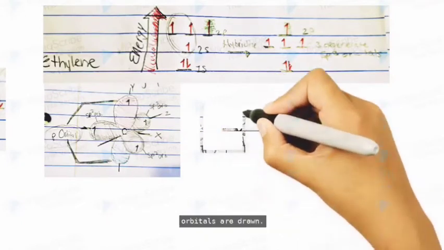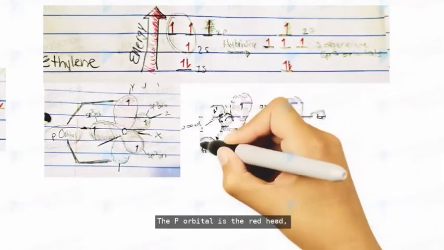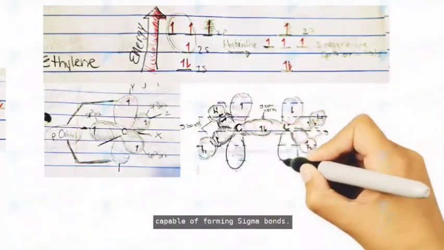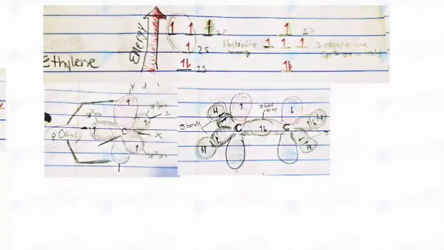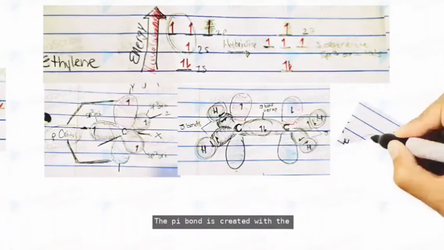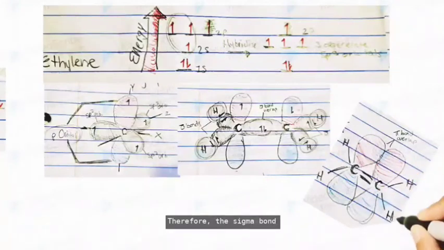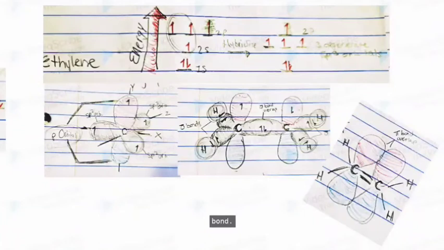For clarity, only the front lobes of the sp2 orbitals are drawn. The p orbital is the red head, blue tail region, and the gray are the 3 sp2 orbitals capable of forming sigma bonds. One between the carbons and the rest for the neighboring hydrogen atoms. The pi bond is created with the overlap of the remaining p orbitals. Therefore, the sigma bond overlap between the 2 carbons and the pi overlap between them makes the double bond.